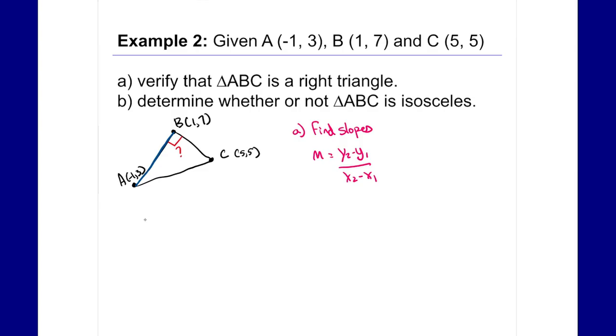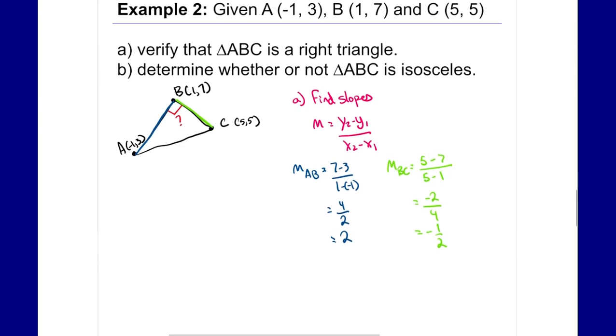So first, I'm just going to work through these two. The slope of AB is going to equal y2 minus y1, so we have 7 minus 3 divided by 1 minus negative 1. We get 4 over 2, or 2. I'm going to check the slope of the other line, BC. So m of BC is equal to 5 minus 7 divided by 5 minus 1. I get negative 2 divided by 4, or negative 1 over 2.